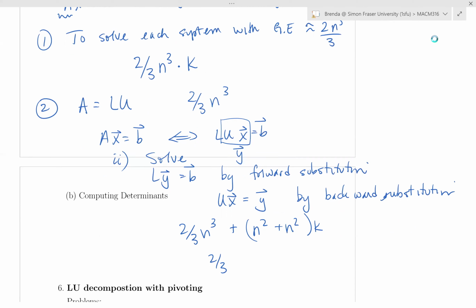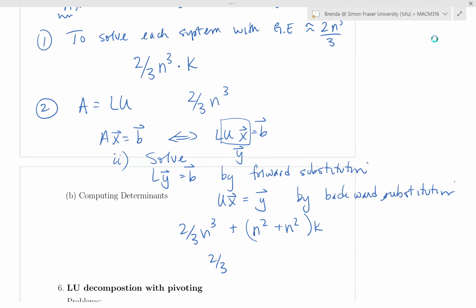Big savings for large n or large k. Actually figure out how much savings you have. So that's one reason why you would do the LU decomposition.